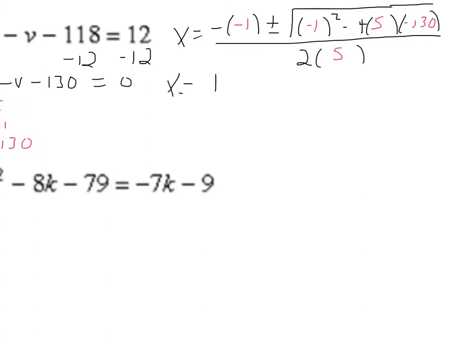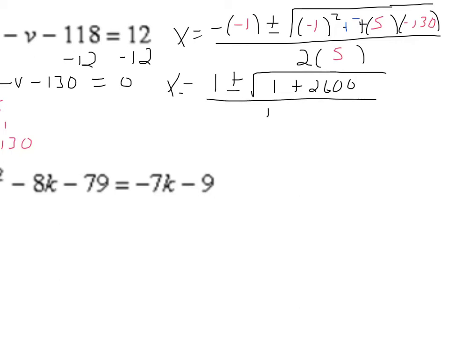Opposite of negative 1 is 1, plus or minus b squared. Okay, now this is b squared is negative 1 quantity squared, so 1. And I'm going to change this again from a minus to a plus, a negative. So I know that I'm taking negative 4 times 5 times negative 130, because that's where most errors occur. And if I multiply those all together, we get 2,600, a positive 2,600, all over 10.